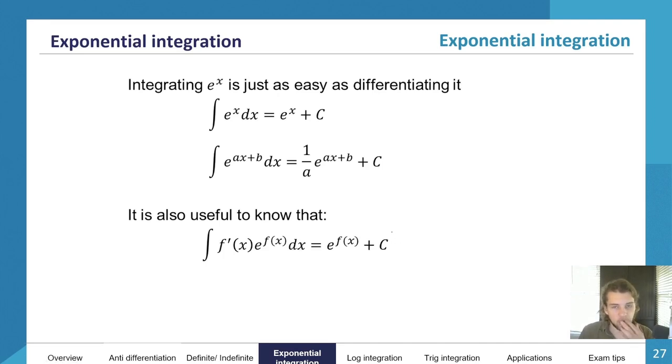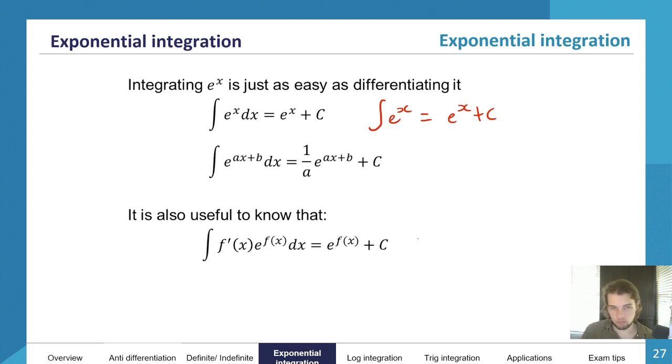Now, how do you integrate? Well, integration is pretty similar. If you integrate e to the power of x, then you will just get e to the power of x plus c. That's because if you derive e to the power of x, it'll be the derivative of x, which is just 1, multiplied by e to the power of x. So it'll be e to the power of x.